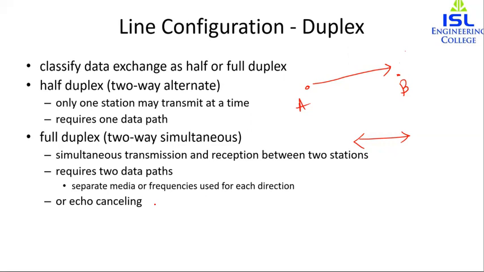So half duplex is similar to your two-way alternate. That is, the two stations must alternately transmit. So this can be compared to a one-lane two-way bridge. That is, suppose we have a road or a lane, then at a time only one side of the vehicles can travel. So if this side of the vehicles are traveling, then this side should wait at the signal.